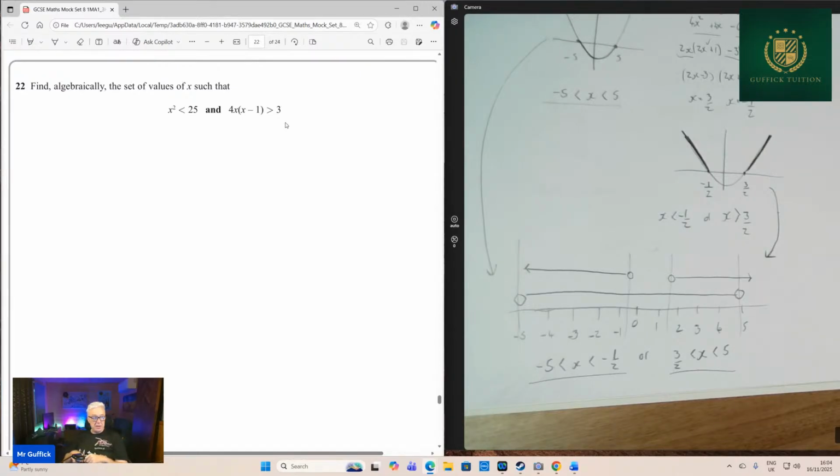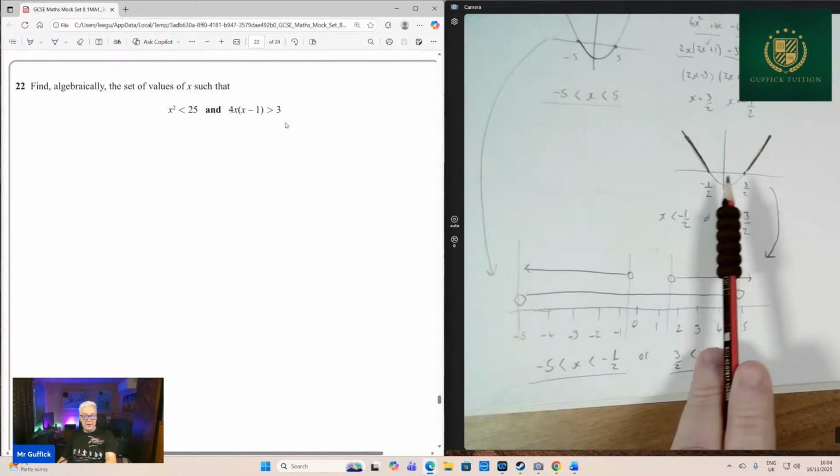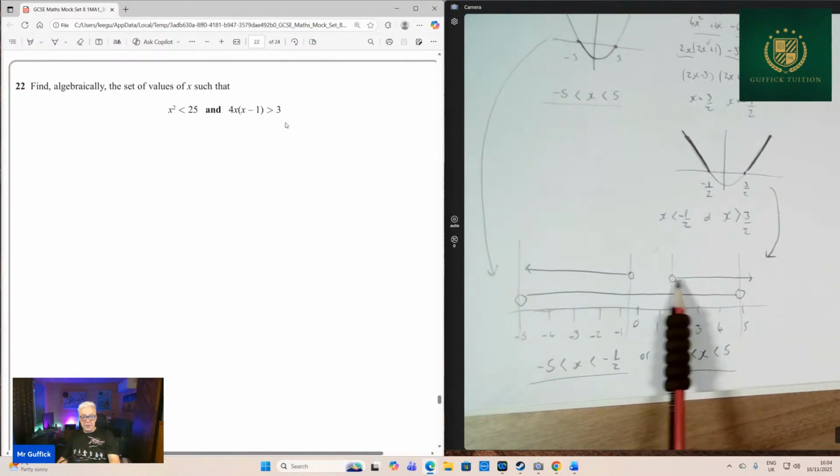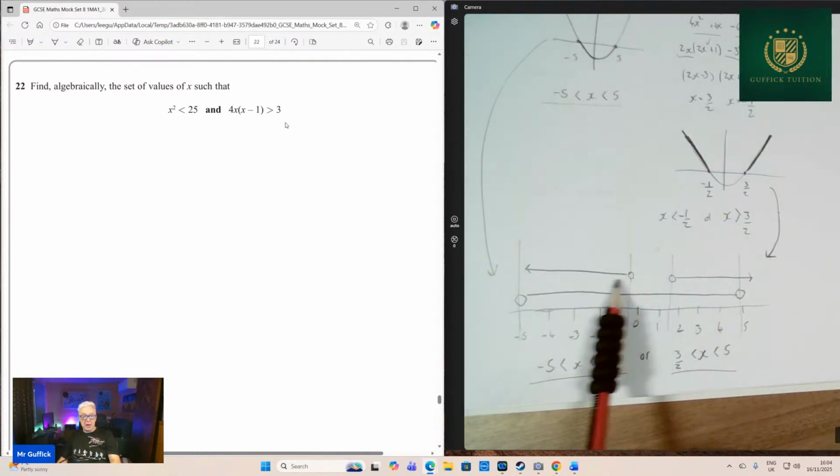Now, the way to do this is to represent them both on a number line, okay? So the first inequality gave us less than 5 but greater than minus 5, whereas this inequality says it's got to be greater than 3 over 2 but less than minus a half. And you can see how straightforward it is when you represent it on a number line.